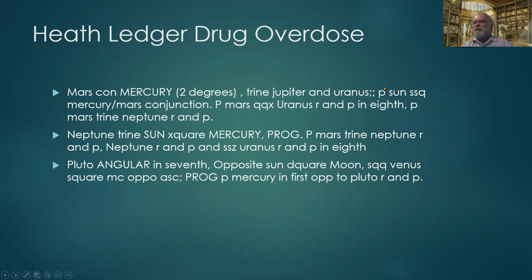The progressed Sun was semi-square to the Mars-Mercury conjunction, in other words, to both planets. And progressed Mars quincunx Uranus in the eighth: sudden unexpected death. And progressed Mars was trine to Neptune also. So we see our constants, Mars, Neptune, and this is all so far with Mars.